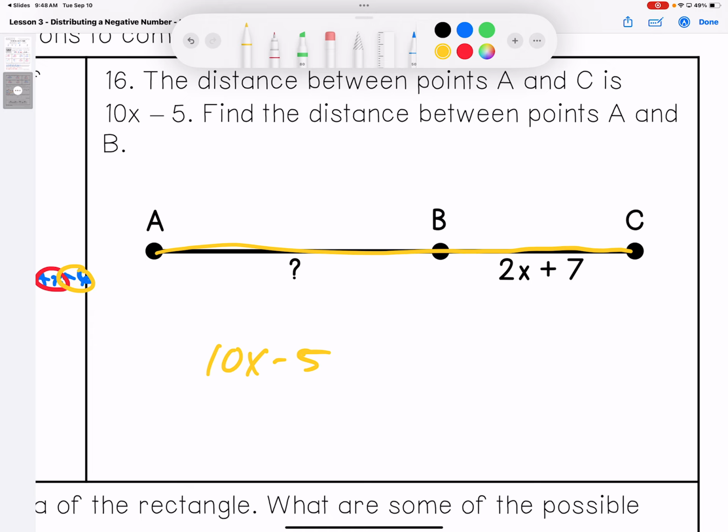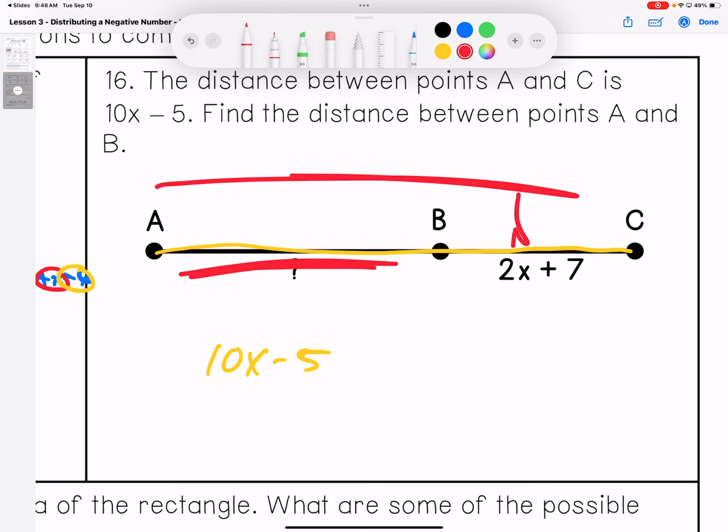Now, find the distance between point A and B. I don't know it, but I do know point C. So whatever this is going to be, it is the whole thing minus that. So we're going to go minus 2x minus or plus 7.